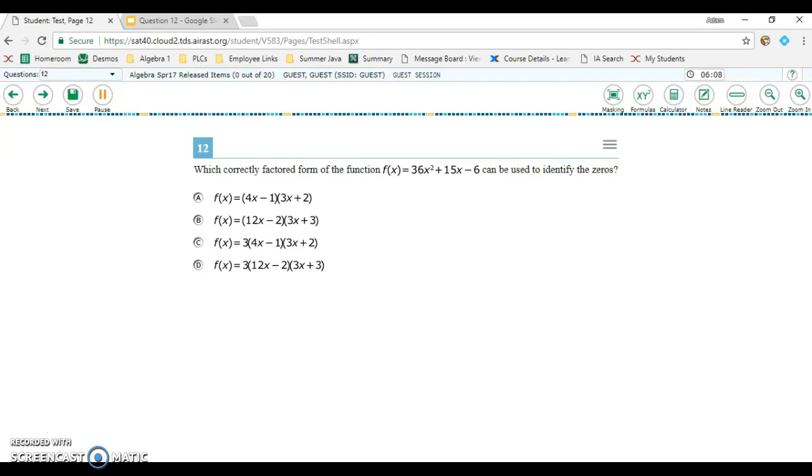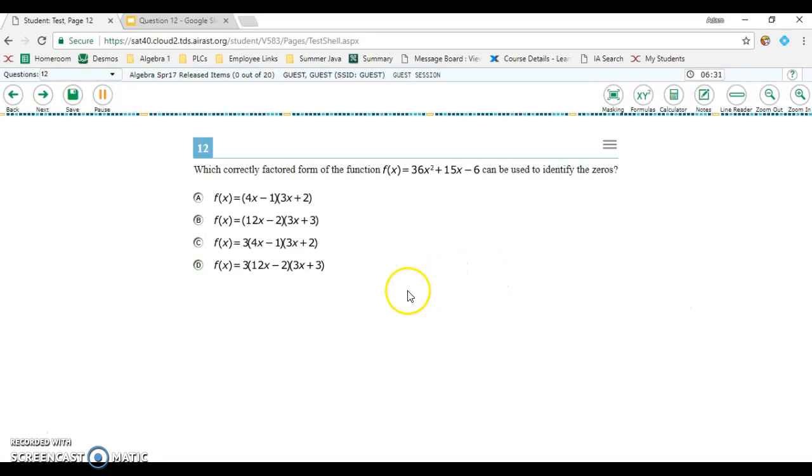Now, the key here, it says identify the zeros. That should actually place emphasis on two of these options more than the others. If you look at C and D, they have made our life a little bit easier by initially factoring out a common factor from the terms. A and B leave the binomials a little more complex, and it doesn't help us when we want to identify zeros. So that's what we're going to start with here.